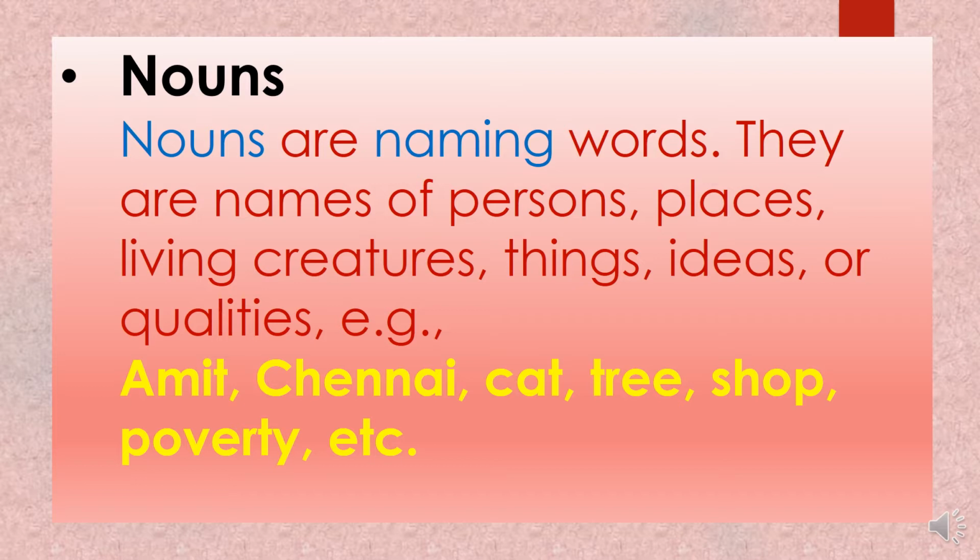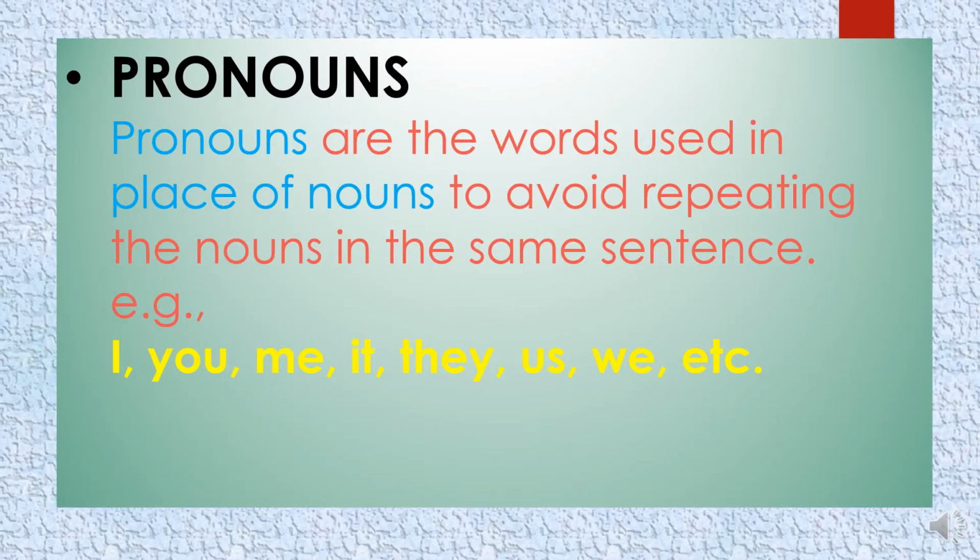Now come to the second part of speech, pronouns. Pronouns are the words which are used in place of nouns. And why are they used in place of nouns? To avoid repeating the nouns in the same sentence. Example: I, you, me, it, they, us, we, etc.